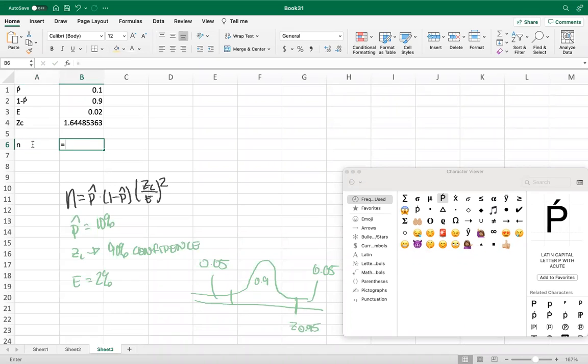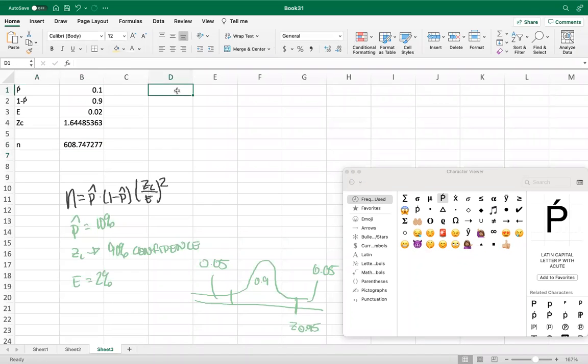N is equal to P hat times 1 minus P hat times, we're going to do parentheses because we're dividing these two values. Z sub C is this value, and we're dividing by E. And now that we have this in parentheses, when we square it, it's going to square everything inside those parentheses. So raised to the power 2. And this is what we have.